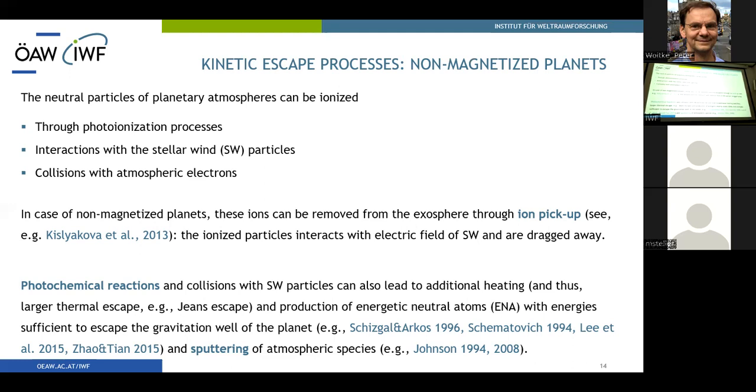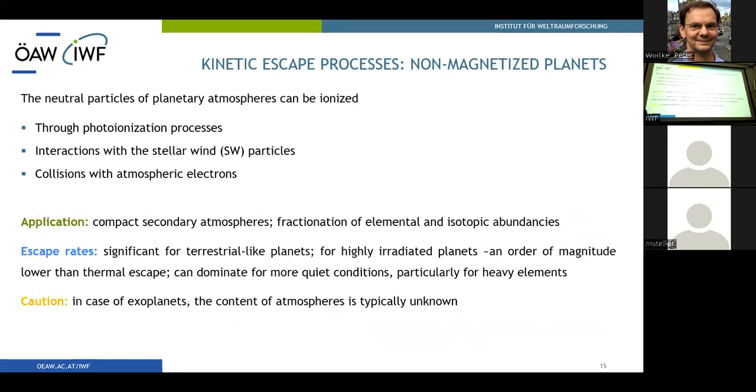Also, some atmospheric particles can be lost through sputtering. Such processes are the dominant processes for the escape from terrestrial-like planets of the solar system. Specifically, they are relevant for the escape of more massive ions, and dominate, for example, the escape of oxygen, nitrogen, or the carbon species from present-day Earth and Venus.